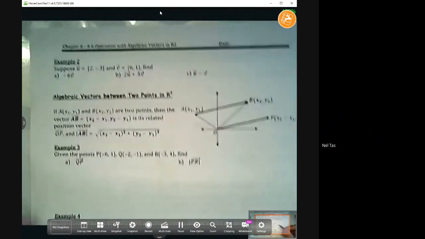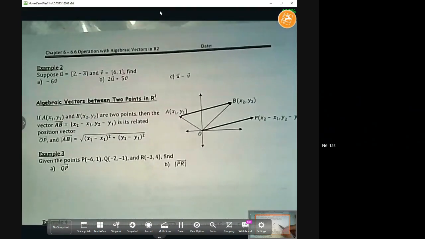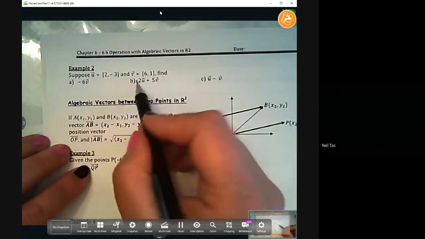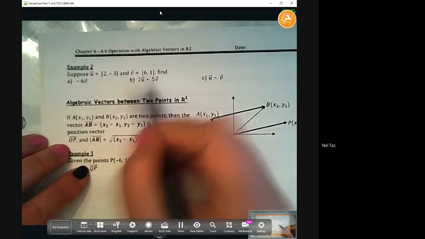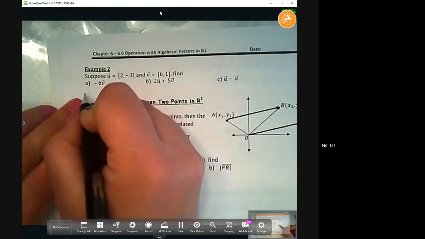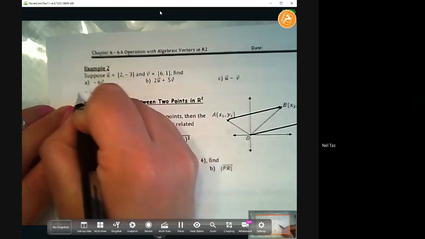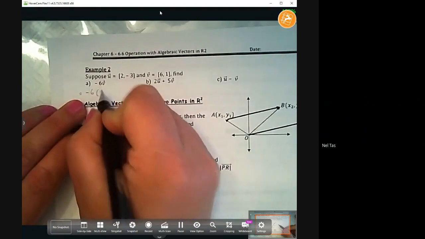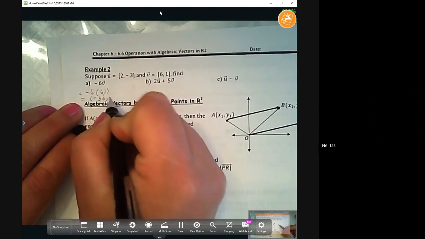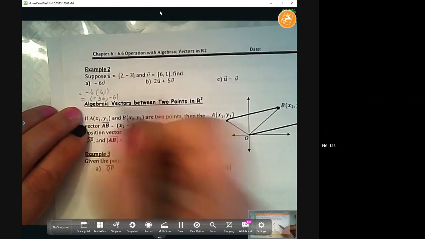Let's look at another example, example 2. We are given vector U with coordinates 2 and negative 3, and vector V with coordinates 6 and 1. We're going to find negative 6 V. Negative 6 times vector V, which is (6, 1), gives you negative 36 and negative 6.